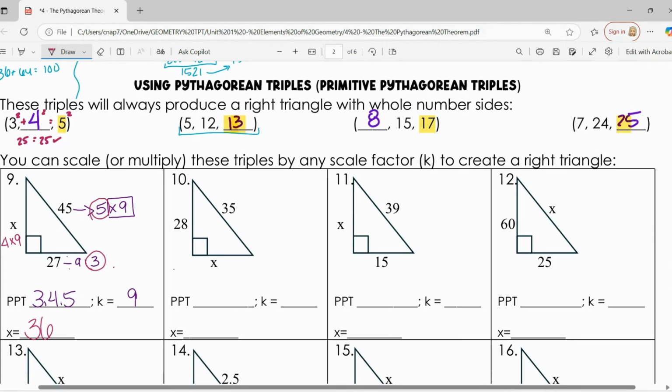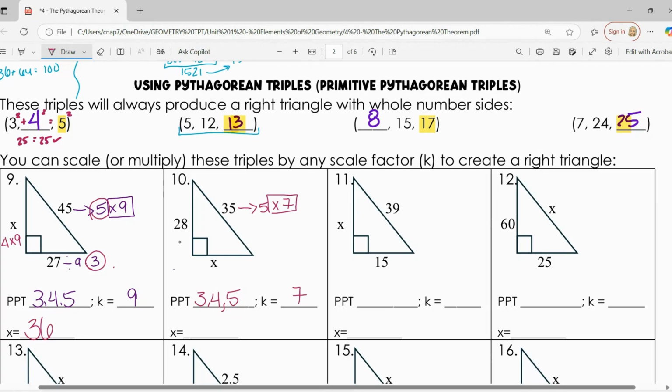In number 10, I'm looking again at the hypotenuse. That's what I personally find is the easiest way to figure out where it came from. The hypotenuse that goes into 35 is again the number 5. So that means this came from a 3, 4, 5 triple. How many times does 5 go into 35? It would have to be 5 times 7. So now I know my scale factor is 7.